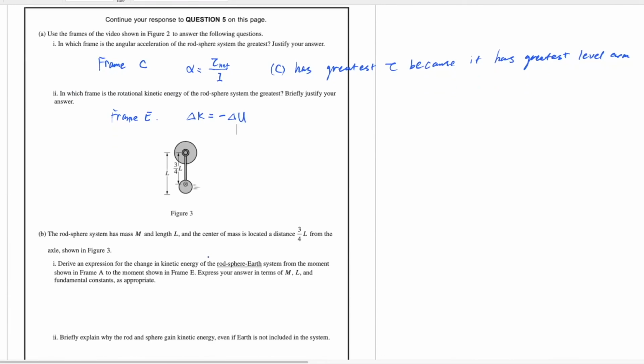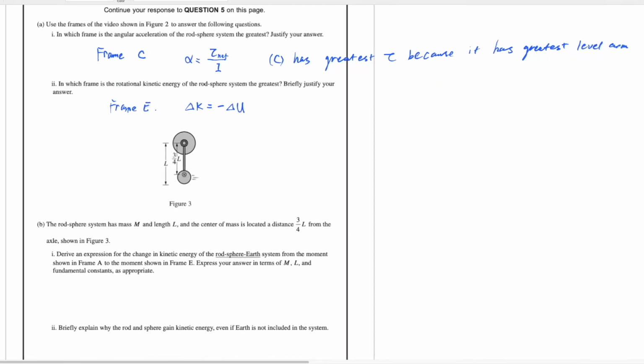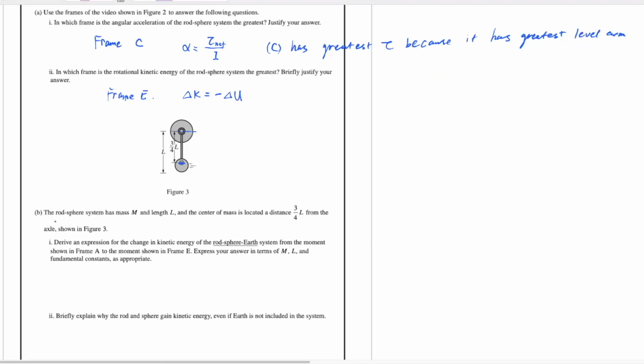Part B. The rod sphere system has mass m and a length L. The center of mass is located a distance 3/4 L from the axle. Derive an expression for the change in kinetic energy of the rod sphere Earth system from the moment shown in frame A to the moment shown in frame E. Express your answer in terms of m, L, and fundamental constants.